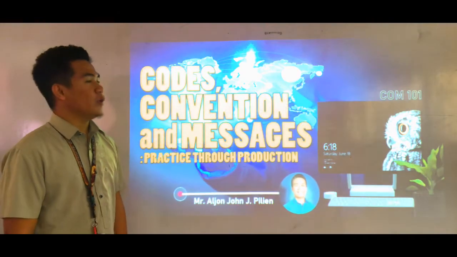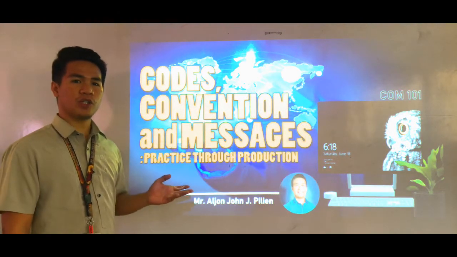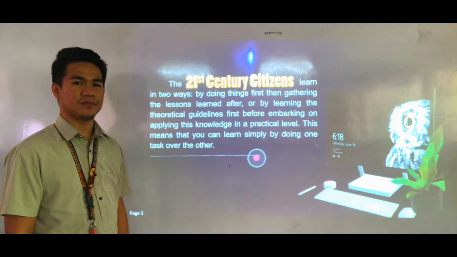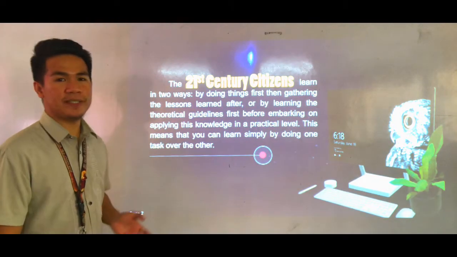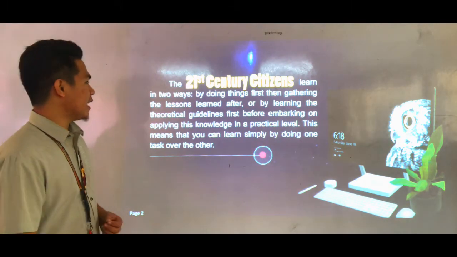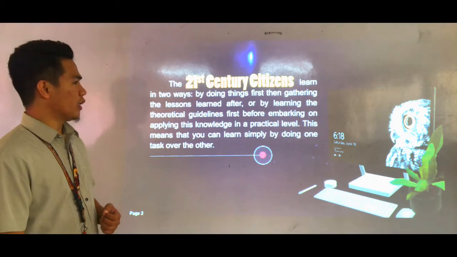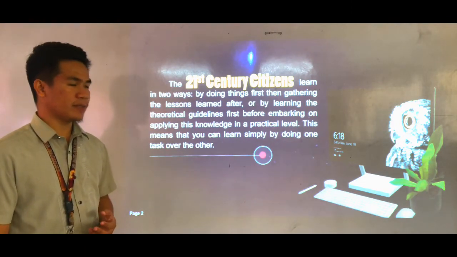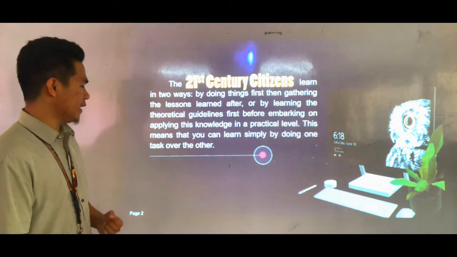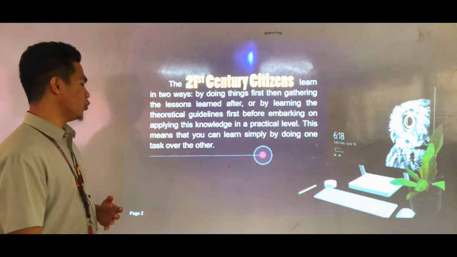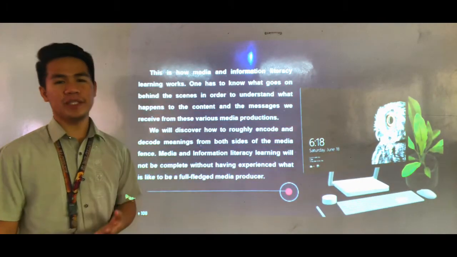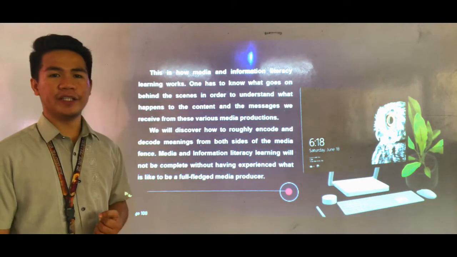So today, we will be discussing the codes, conventions, and messages practiced through production. The 21st century citizens learn in two ways: by doing things first, then gathering the lessons learned after, or by learning the theoretical guidelines first before embarking on applying this knowledge at a practical level. This means that you can learn simply by doing one task over the other. This is how media and information literacy learning works.